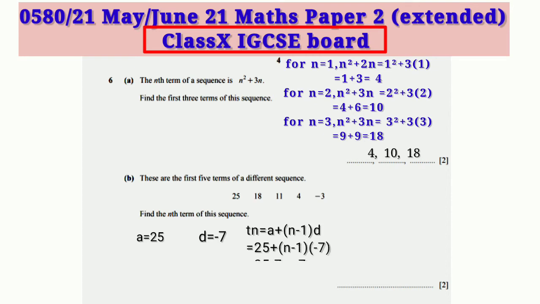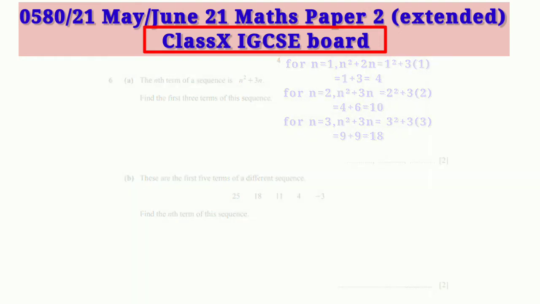We have 25 plus n minus 1 into -7. We will multiply the bracket n minus 1 by -7. We have 25 minus 7n plus 7, which gives us 32 minus 7n. So our Tn, or nth term, is 32 minus 7n.